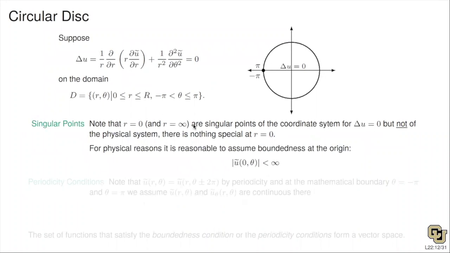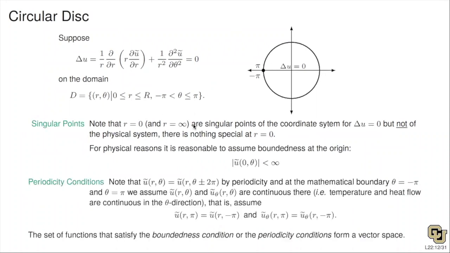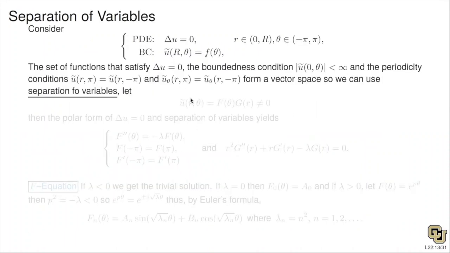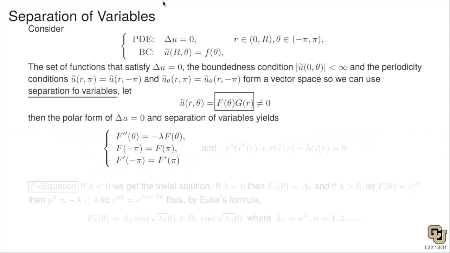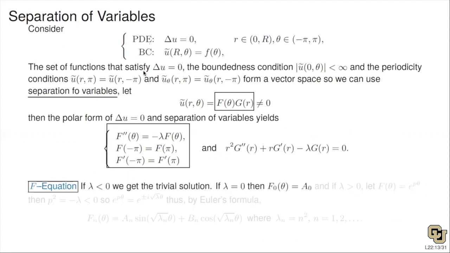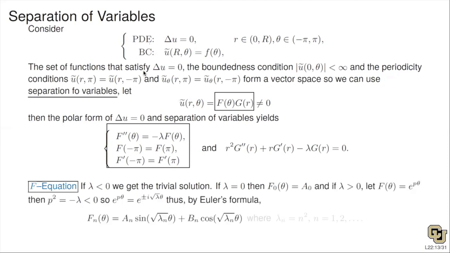Once you plug in the assumption F of theta times G of R into the polar form, you will get these equations, the F equation here and the G equation. The F equation is the same as in the heat equation on the ring, so that gives us the full Fourier series. For these particular boundary conditions, we get lambda n equals n squared. And so now let's solve the G equation.